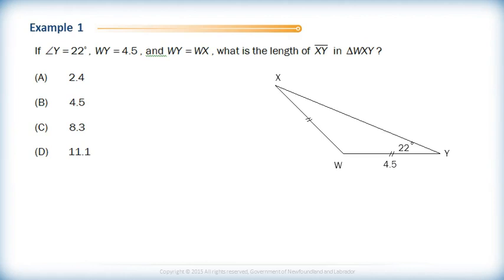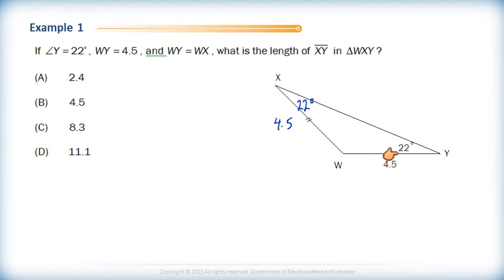In example 1 here, we're told that angle y is 22 degrees. We're told that WY is 4.5 units. We're told that WX and WY are the same, so that makes this side here 4.5 units. The two sides are equal, so that makes it an isosceles triangle, making this angle 22 degrees.